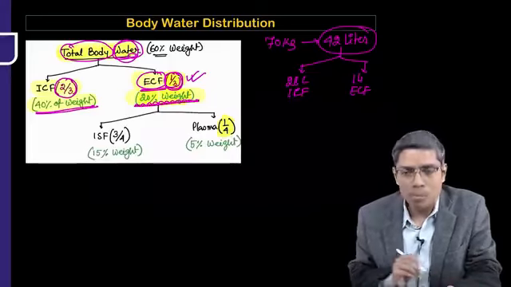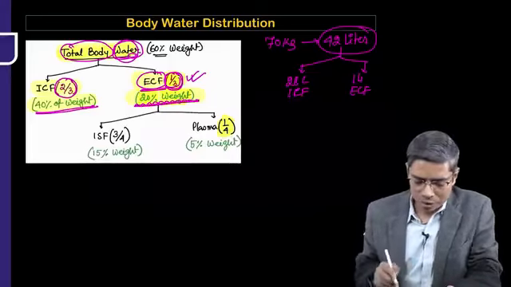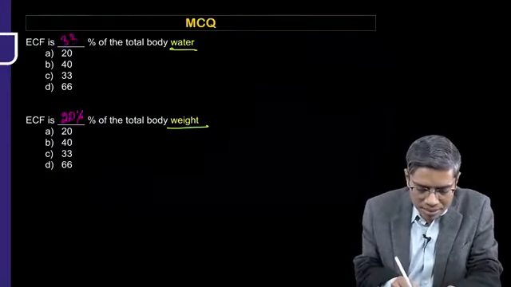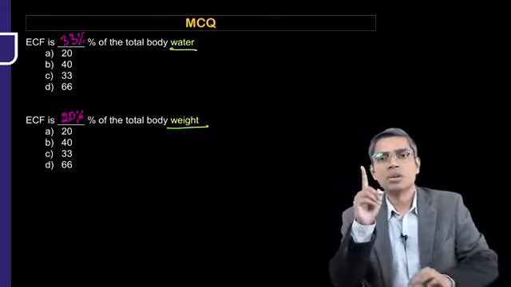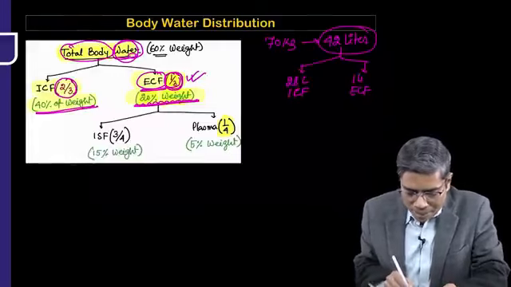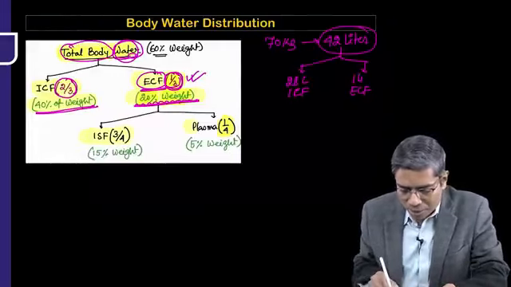But how much percentage of body weight? It is 20%. So in the second question, 20% is the answer, and here 33% is the answer. Getting my point? So please be careful. Similarly, if you look at the ECF, it has been divided into two compartments, interstitial fluid and plasma.